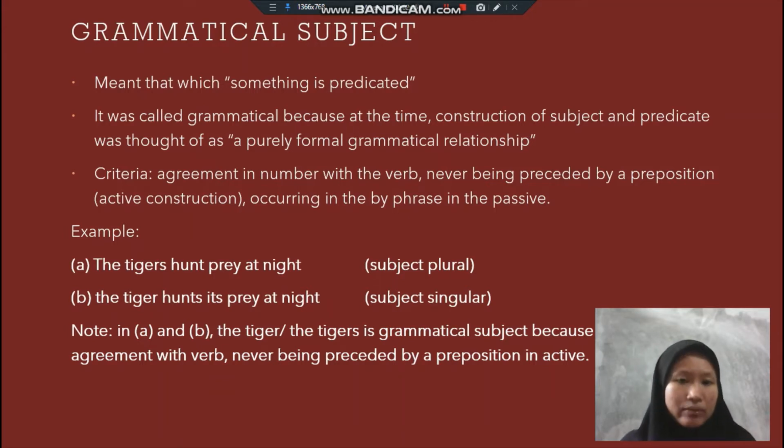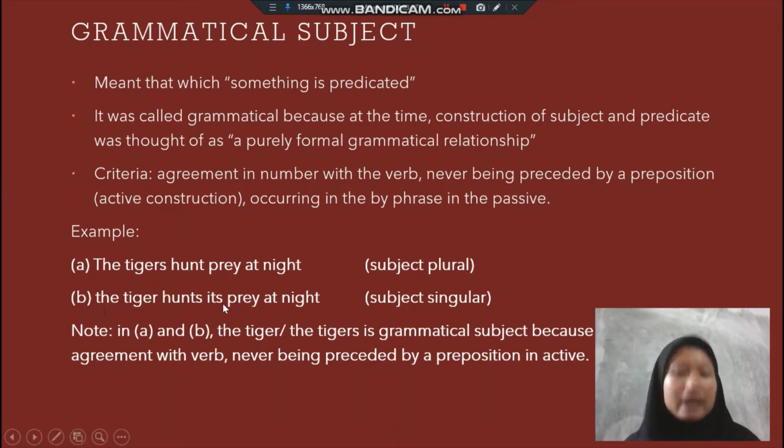Let's look at the examples. There are two sentences. The first is sentence A: the tigers hunt prey at night. Sentence B: the tiger hunts its prey at night. In sentence A, the subject is plural, the tigers, so the verb is without S: the tigers hunt. In sentence B, the subject is singular, the tiger, so the verb is with S or ES.